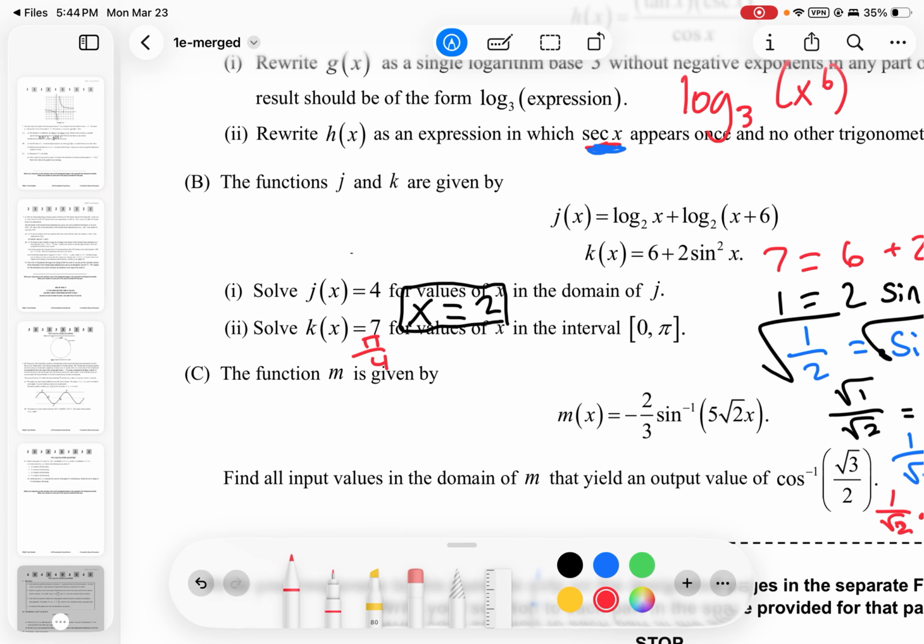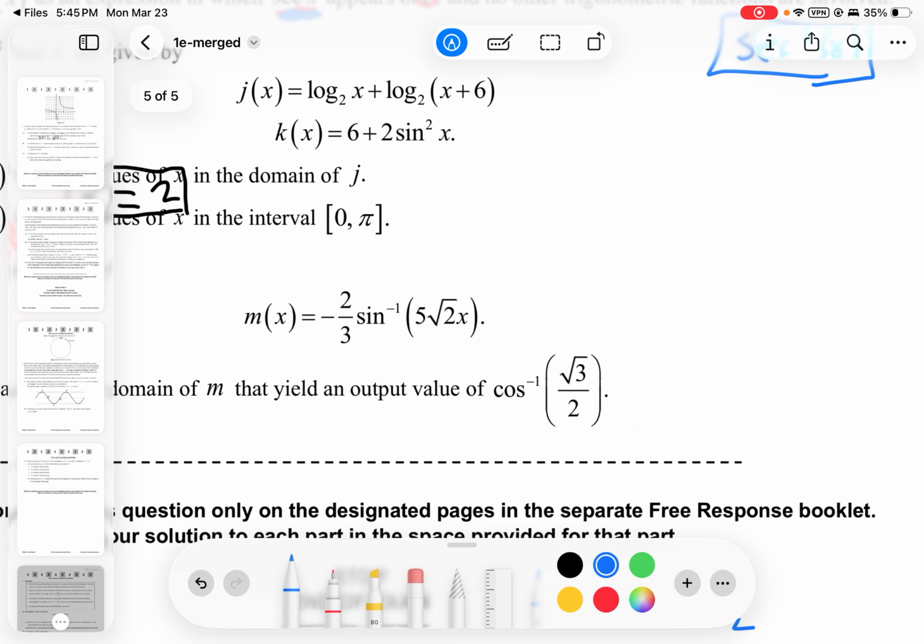All right, let's dive into this last part. C is always just one question, but worth 2 points nonetheless. Find all the input values for the domain. So we have an output of, oh, this one's scary. All right, so I'm going to plug in cosine of inverse cosine equals negative 2/3 inverse sine of 5 square root of 2x.